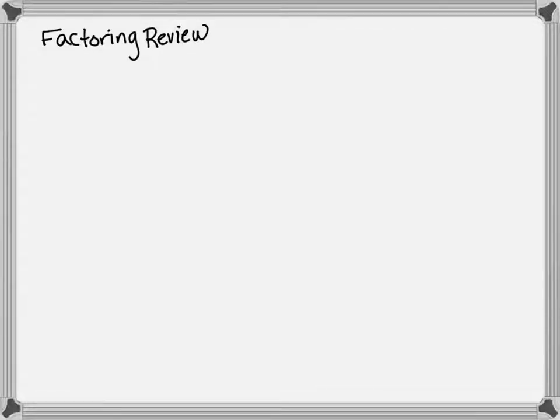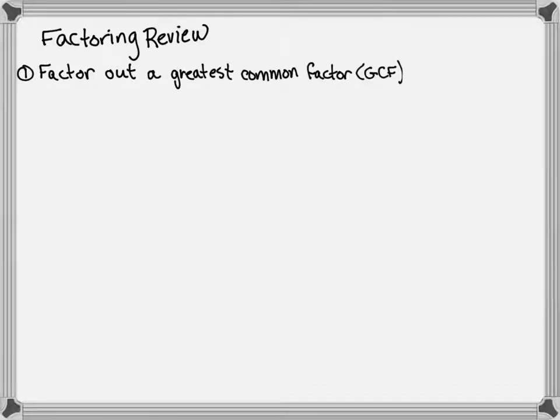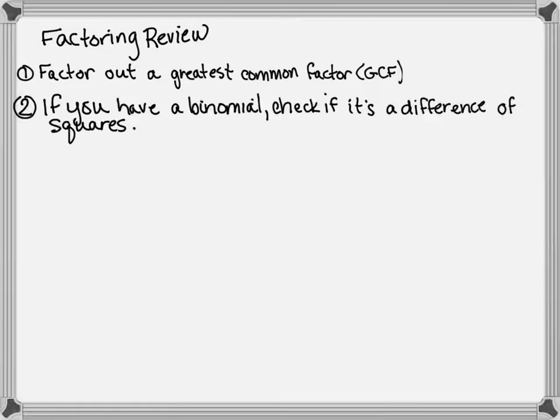This is going to be a review of factoring rules. So when you're factoring polynomials, the first thing you should always try to do is see if you can factor out a greatest common factor, or a GCF. Then, if you have a binomial, check if it's a difference of squares. And next time we'll even look at possibly whether it's a sum or difference of cubes.